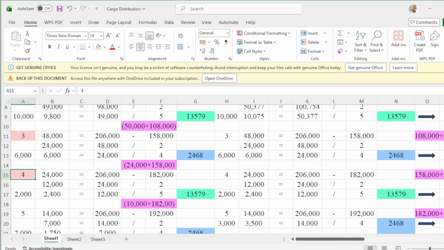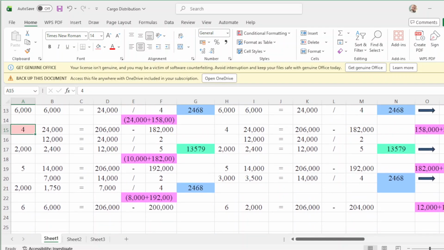Number 4. So total of 182,000 minus your total amount of 206,000, that will be 24,000 remaining. Get one half of this 24,000, that will be 12,000. So 12,000, distribute it to the holds 1, 3, 5, 7, 9. So 12,000 divided by 5, that will be 2,400. So we just make it 2,000.